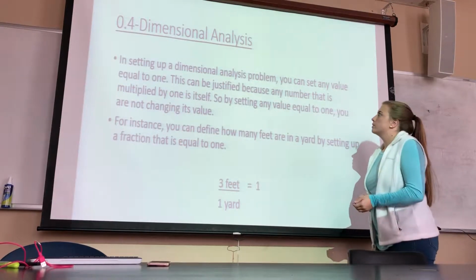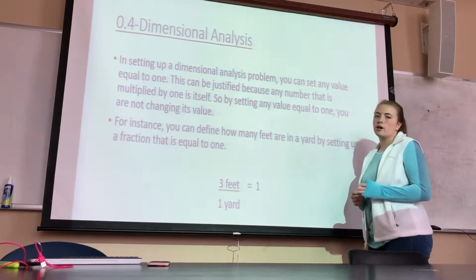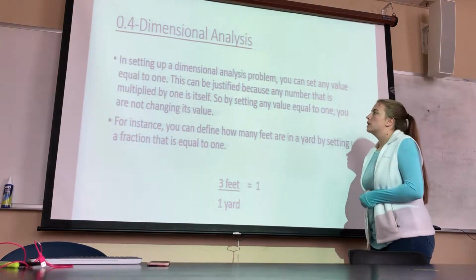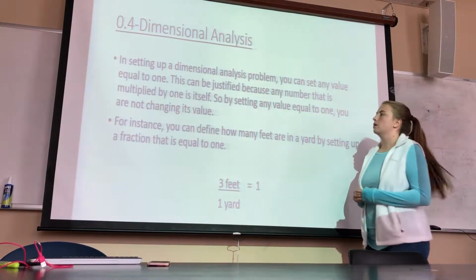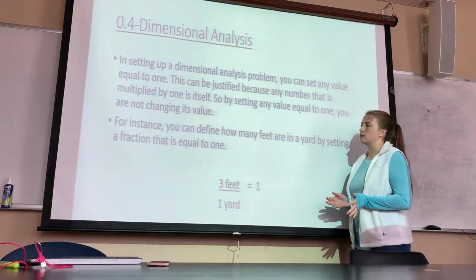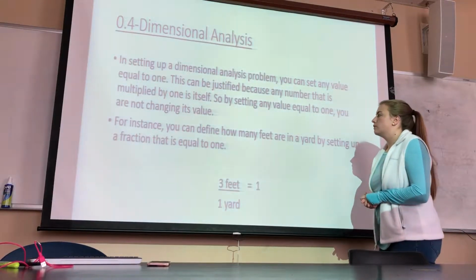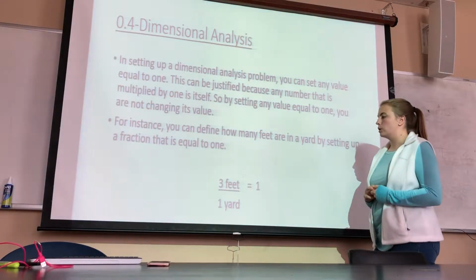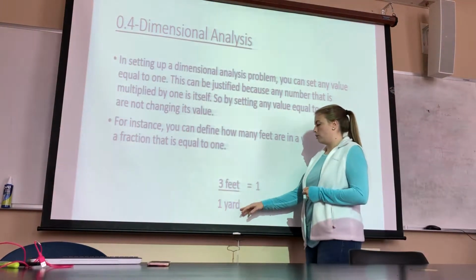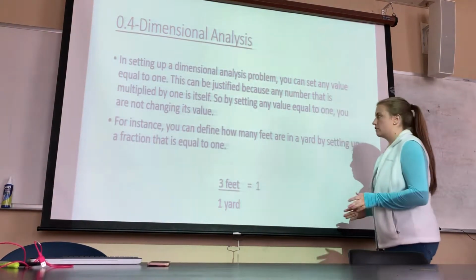When you set up a dimensional analysis, you can set any value equal to 1 for the first step. This can be justified because any value that's multiplied by 1 is itself, so you're not changing any value that's given. For instance, you can define how many feet are in a yard by setting up a fraction that's equal to 1. You can say 3 feet over 1 yard is equal to 1, and it doesn't change any value.